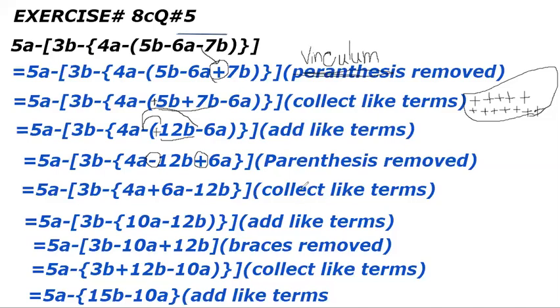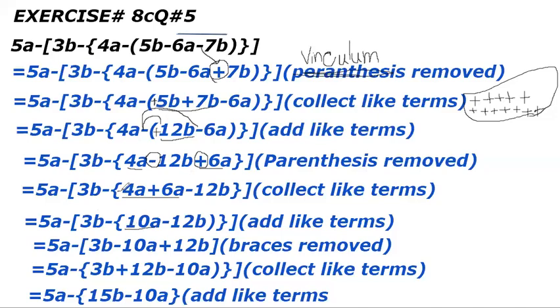Now the next step is collect like terms. Collect like terms means that 4a and positive 6a, you will write side by side with each other, and negative 12b you will write next to 6a, and all the other terms will be copied down as they are from the above step. In the next step, add like terms. Okay, 4a plus 6a gives us 10a.